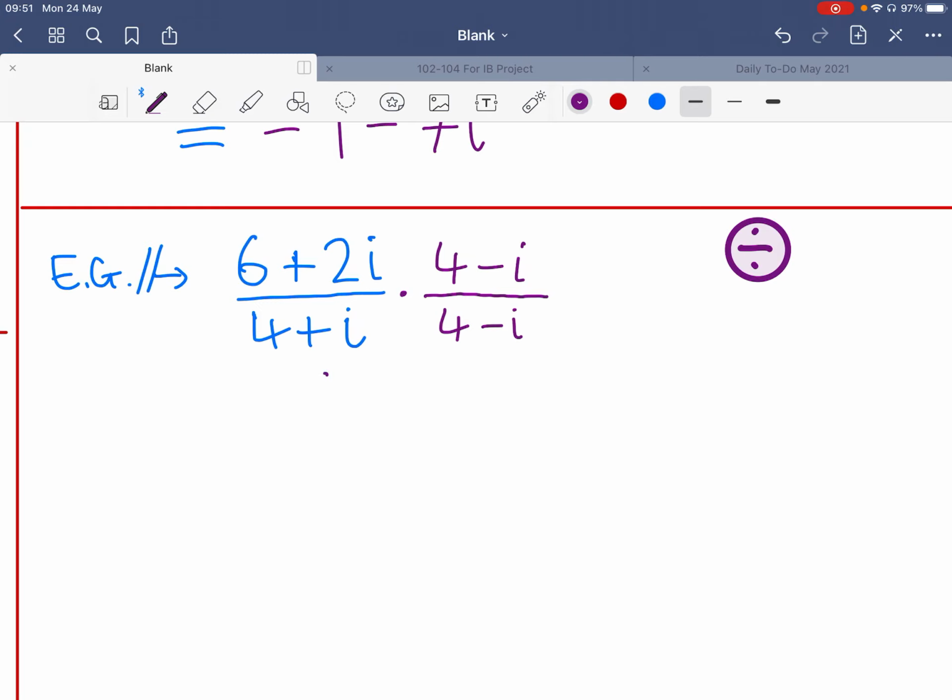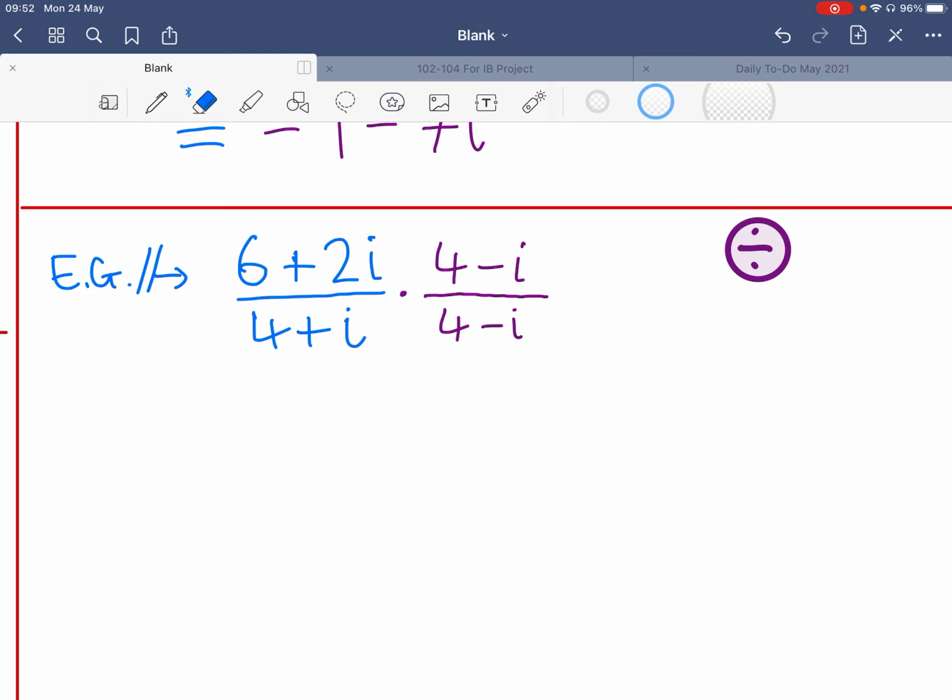This is what we call the complex conjugate. Where you just change the sign of the imaginary part. So 4 plus i becomes 4 minus i. 2 minus 3i, the complex conjugate would be 2 plus 3i. So you multiply by the complex conjugate over the complex conjugate.